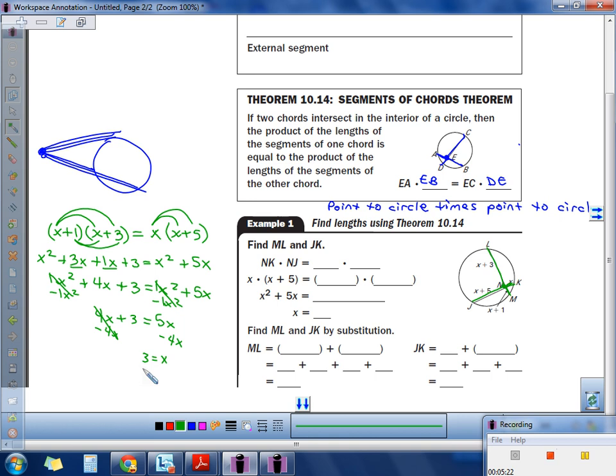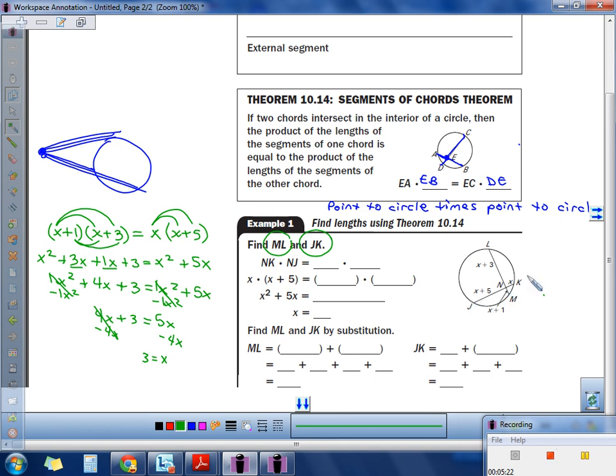Have we answered the question, though? No. So that's a bit of algebra. Some people can skip some steps, but that's just to get x. The question says find the length of ML and the length of JK. So all we need to do is take this value and do what with it? Plug it in. So let's find those pieces. ML is this total length, and JK is that total length.